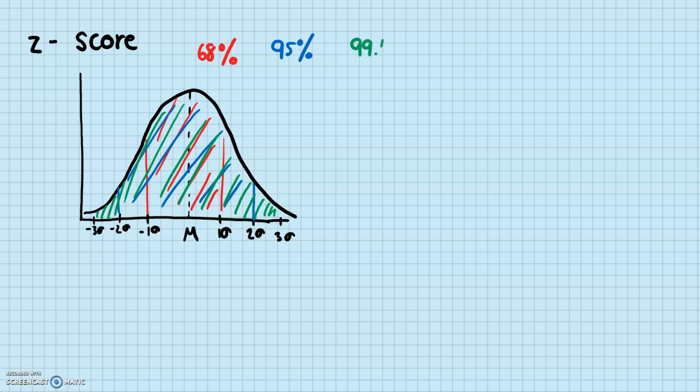99.7%. And depending on these percentages, you can kind of find what's the percentage or what's the probability that it's in between here and here, right? You can calculate that area right there using those percentages. But there are limitations to this method because you can't really calculate in between the standard deviations.